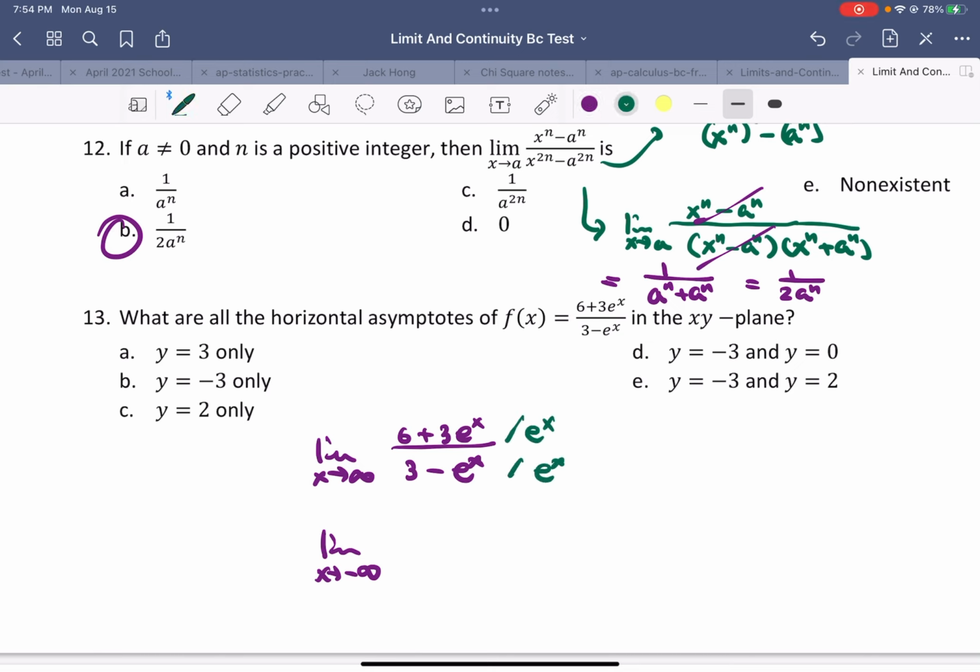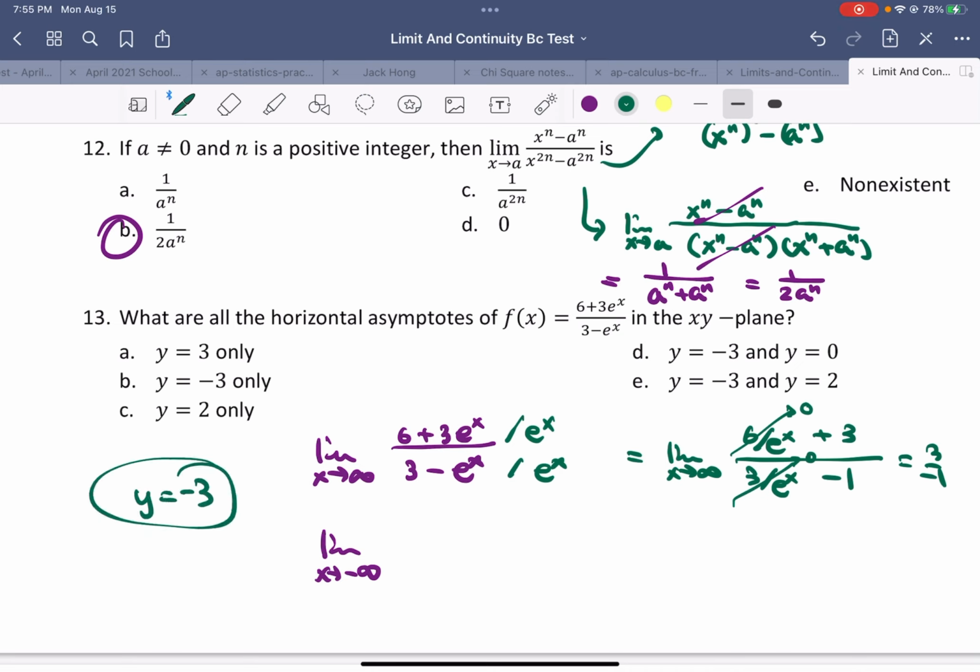See what happened. Then the limit as x approaches infinity: 6 over e to the x plus 3, over 3 over e to the x minus 1. Now the denominator goes to 0, so it goes to infinity, so that is a 0. So you end up with 3 over negative 1. Okay? So y equals negative 3 is one of the horizontal asymptotes. What about the second one?